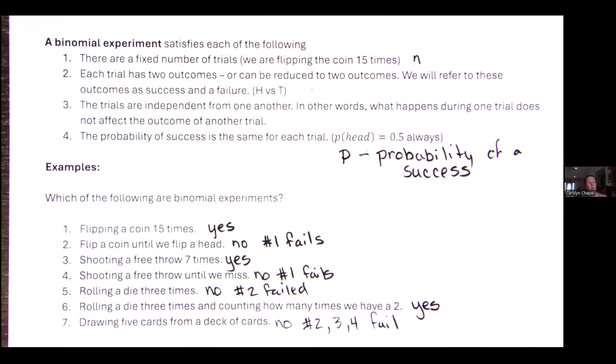Now, the second one, flipping a coin until we get a head, is not a binomial because we don't have a fixed number of trials. We could flip it once, or we could have to flip it 17 times before we got that head.